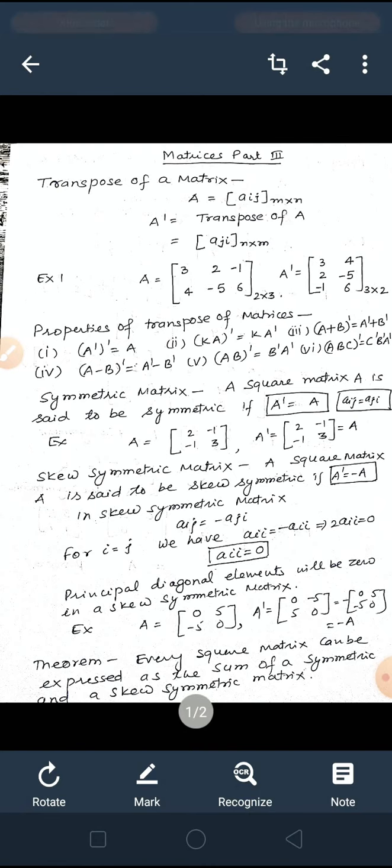I am here today with Maths Part 3, and our topic is transpose of a matrix. Children, it is considered an easy topic.